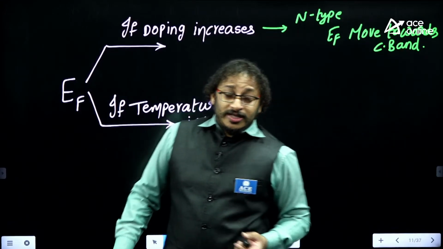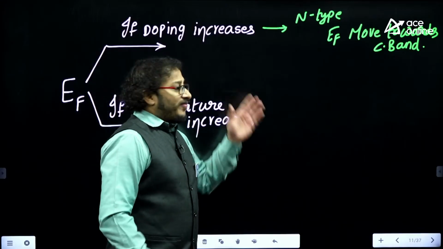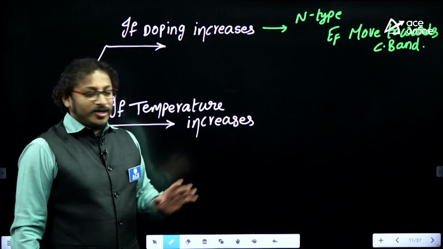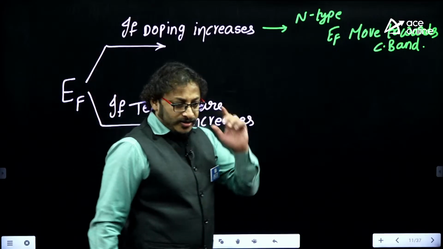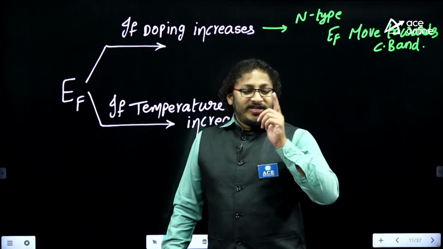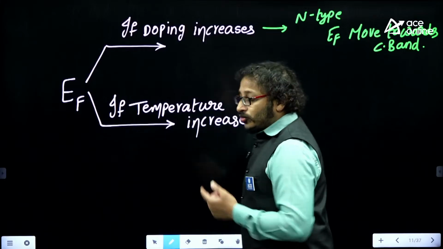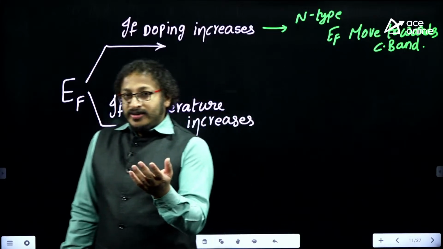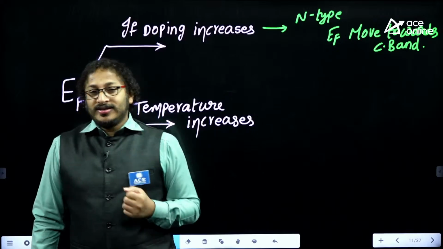In a similar way, if it is a P-type semiconductor, the Fermi level moves towards the valence band. You need to recollect all this, okay? So if doping increases, if it is an N-type semiconductor, the Fermi level moves towards the conduction band. If it is a P-type semiconductor, the Fermi level moves towards the valence band.